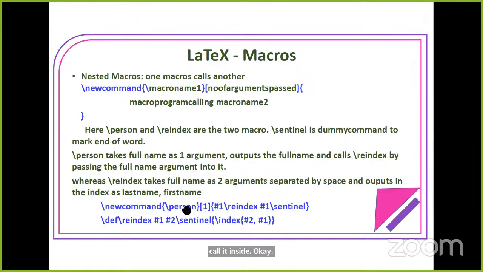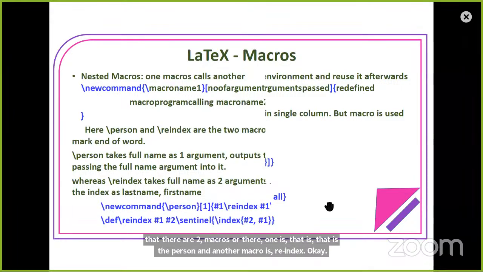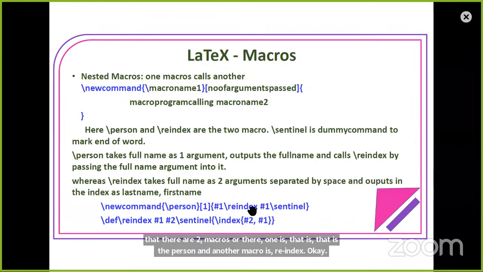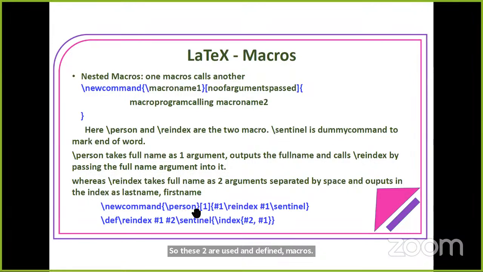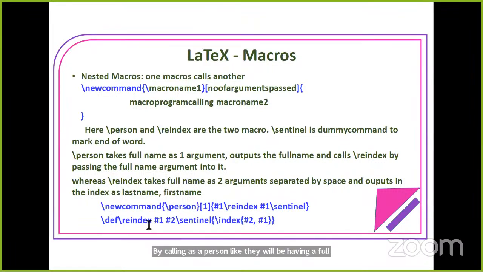Here you can see that there are two macros. One is person, and another macro is re-index. So these two are user-defined macros. For person, the name will have two parts, first name and last name. By calling person, they will have a full name. But for indexing, the last name will be printed first, followed by a comma, and then the first name.